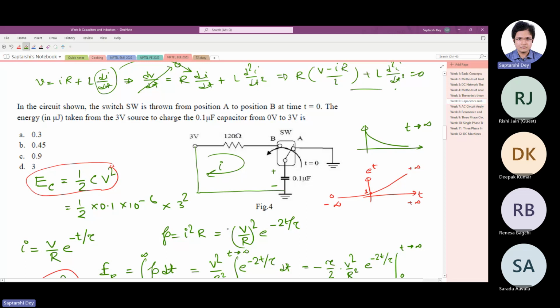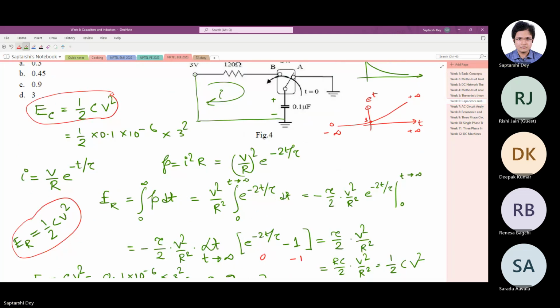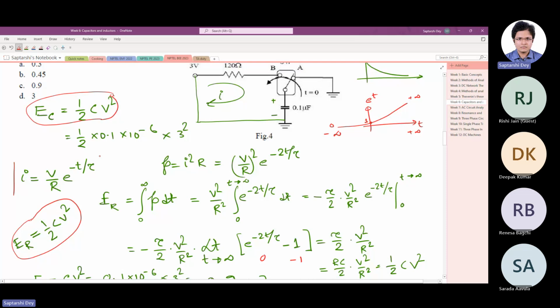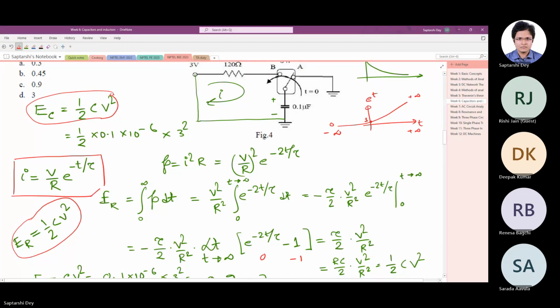See, once again, I am saying do not concentrate on what theorem or what law you are going to use. Concentrate on the circuit. This is a simple equation, right? We already know this, plus 2 level physics. This is I, and from here we know I squared R. Then I integrated the power to get the energy.